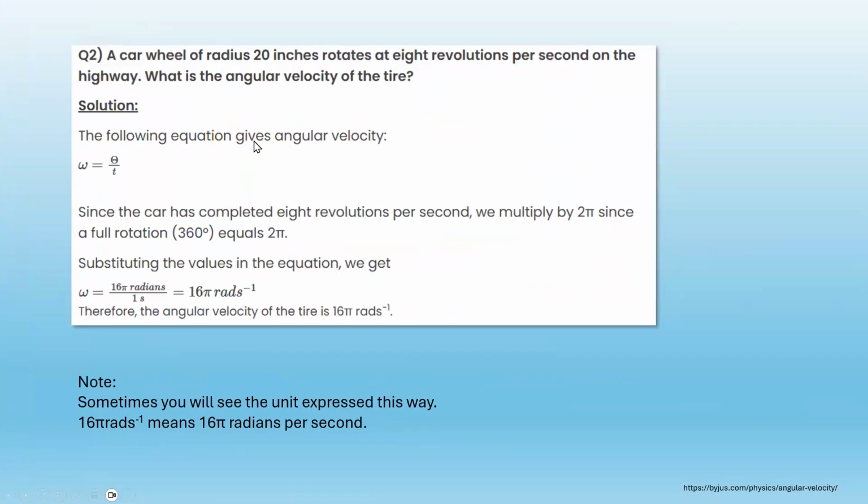Solution. The following equation gives angular velocity. Omega equals angle per time in radians. Since the car has completed 8 revolutions per second, we multiply by 2 pi, since a full rotation is 360 degrees, so that equals 2 pi.